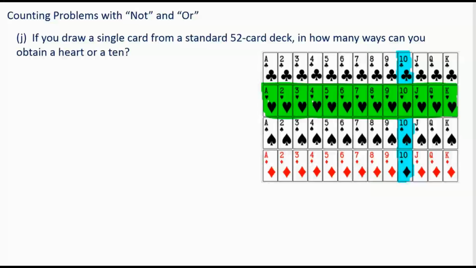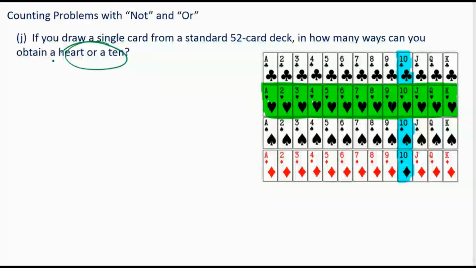Now if I use the formula, whenever you have an or, now you definitely need the or. If it said and, you would have to multiply. So if it said of drawing a heart and a 10, as two different cards. Now, as a single card, it would be something different. That would be like the intersection. But two separate cards, then you would multiply these together.